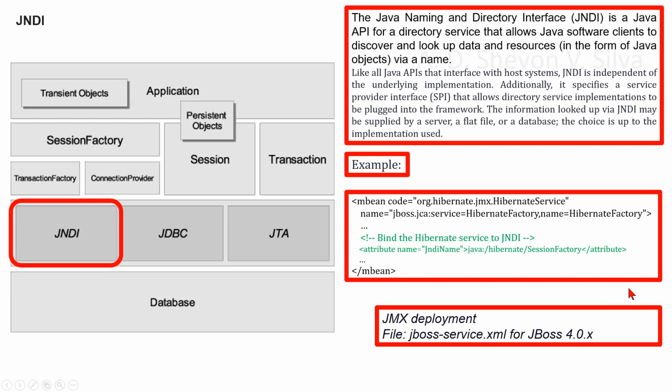Hibernate is distributed with org.hibernate.jmx.HibernateService for deployment on an application server with JMX capabilities such as JBoss AS. The actual deployment and configuration is vendor specific. Here is an example, jboss-service.xml for JBoss 4.0.x.